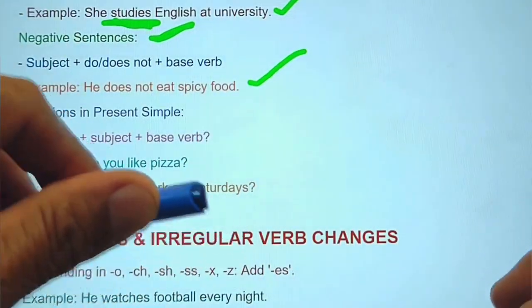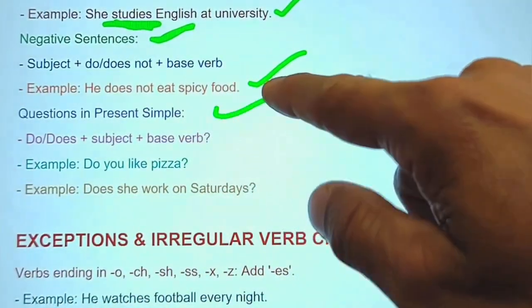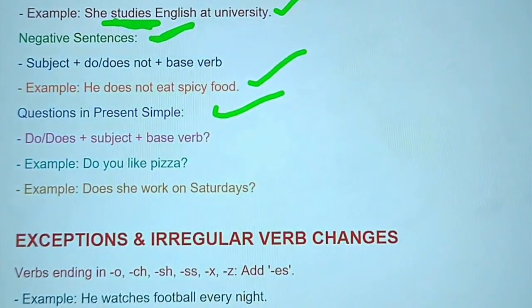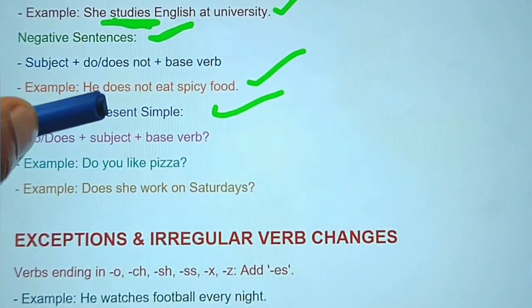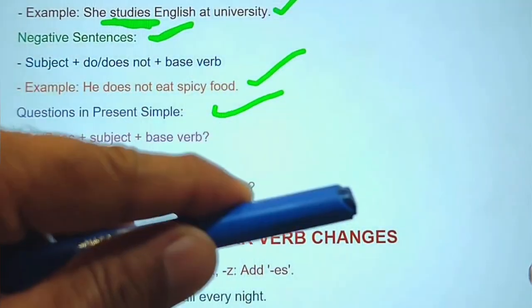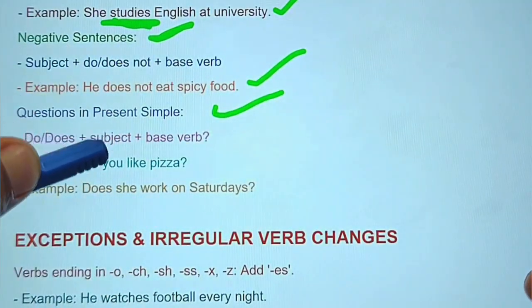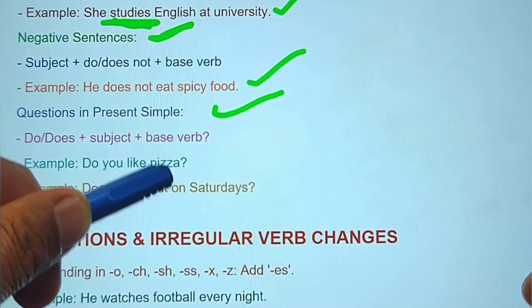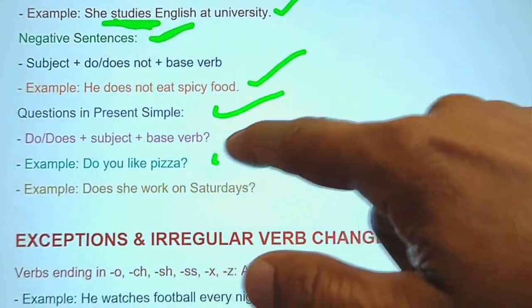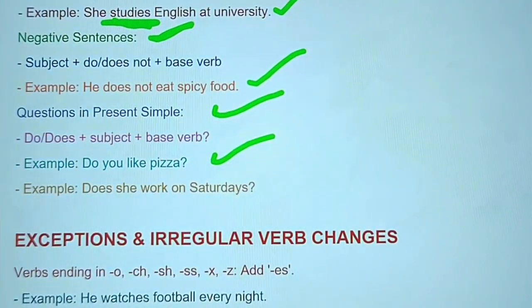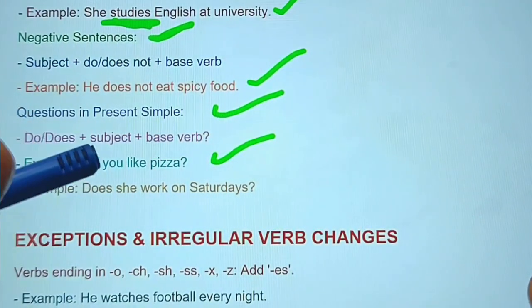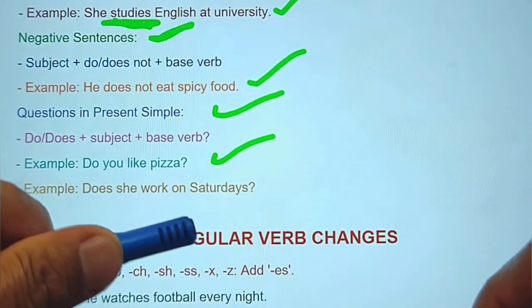And next one here is question in present simple, the interrogative sentence: do or does plus subject plus base verb. For example, do you like pizza? This is the interrogative sentence. And next example here, does she work on Saturday?